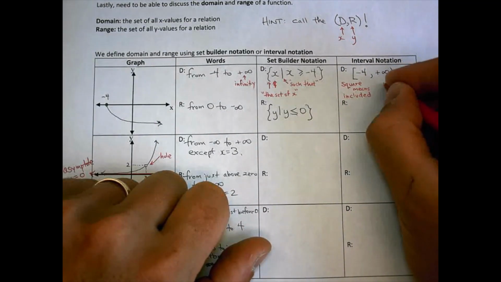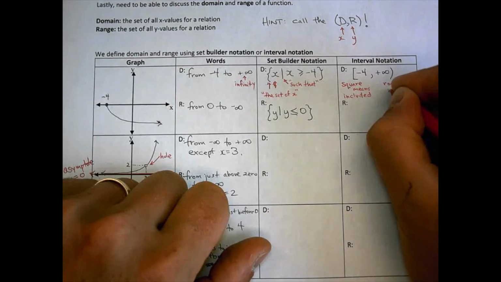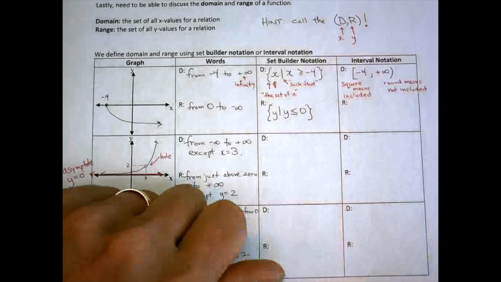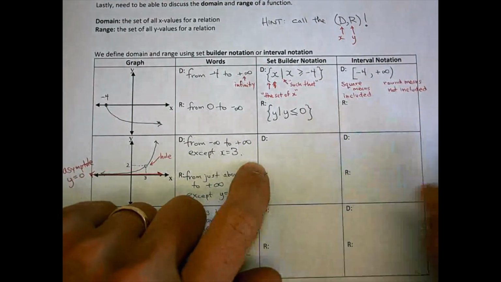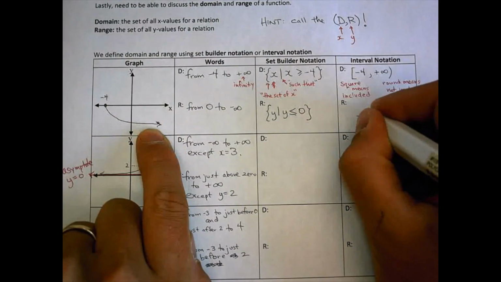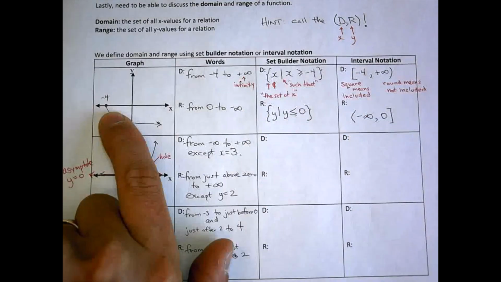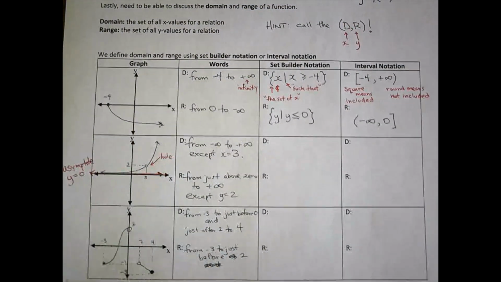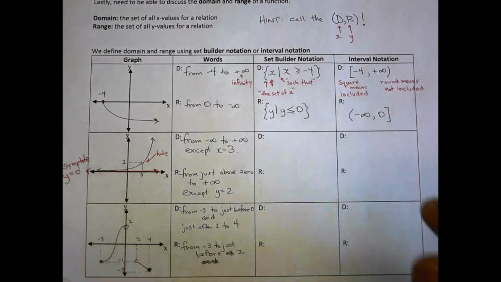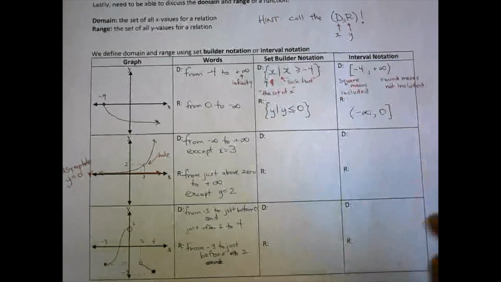Round means not included. For range, we're looking at all the y values from -infinity all the way to 0. I include the 0, I don't include the -infinity. Those are the two types of notation. You can choose whichever you like, but you have to be comfortable looking at both, because IB might send you either one on an exam.